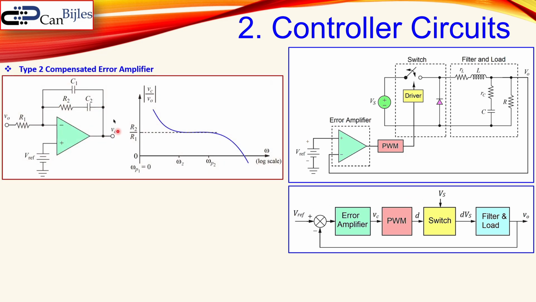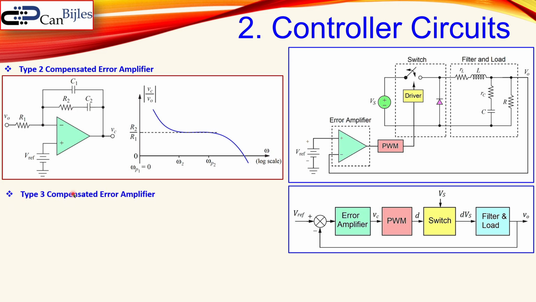This is the type 2 compensated error amplifier. You see here the reference signal and our R1, R2 and two capacitors C1 and C2. This is the Bode plot for the magnitude. You see there is a pole at the origin. Let me first discuss this. And also a zero and another pole. So we have two poles and one zero.